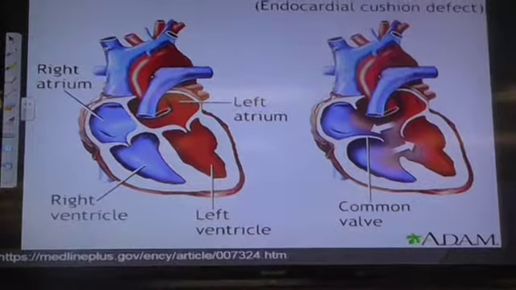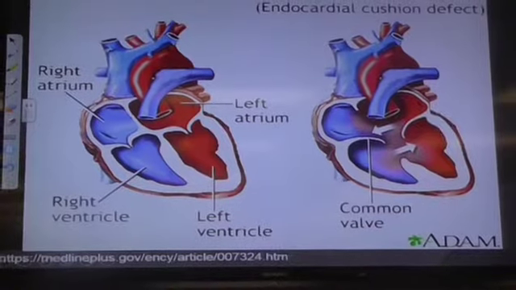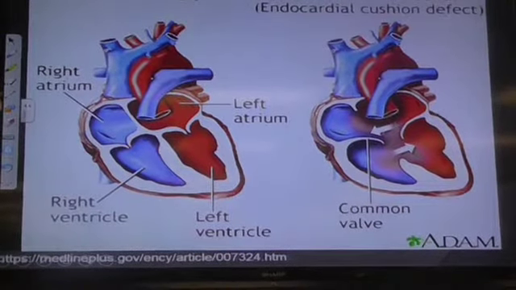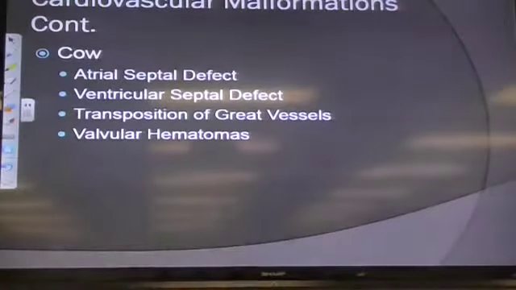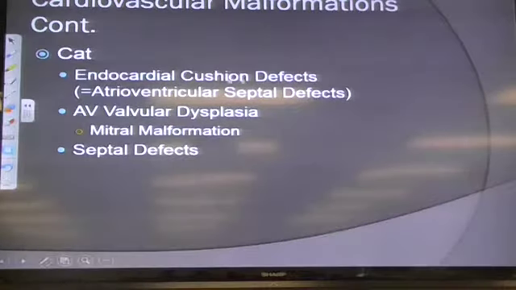And that's severe, and it comes in various forms. Like you can have just the atrial septal defect, for example, but your valves can be intact. That's one of those you can kind of patch up. You also have atrioventricular valvular dysplasias, or malformations of the valve, and septal defects.